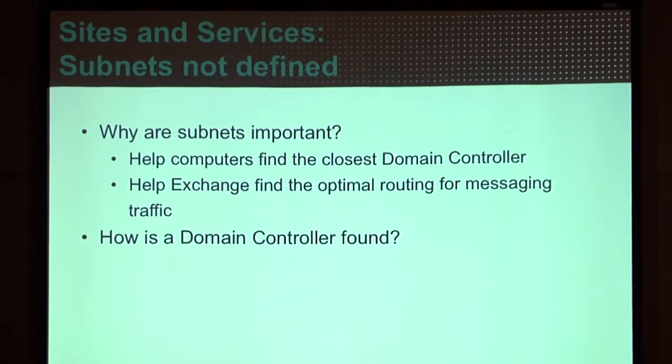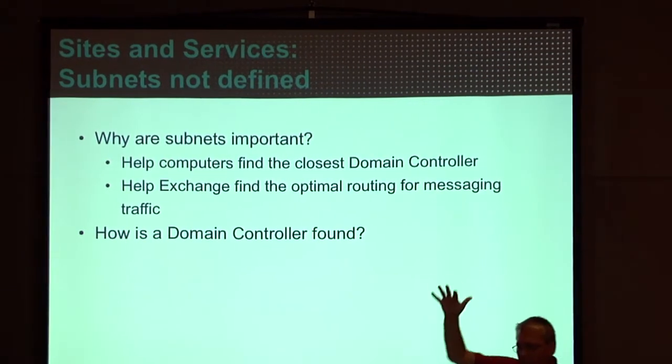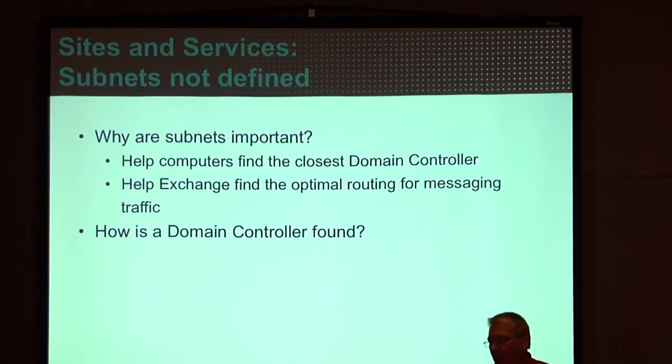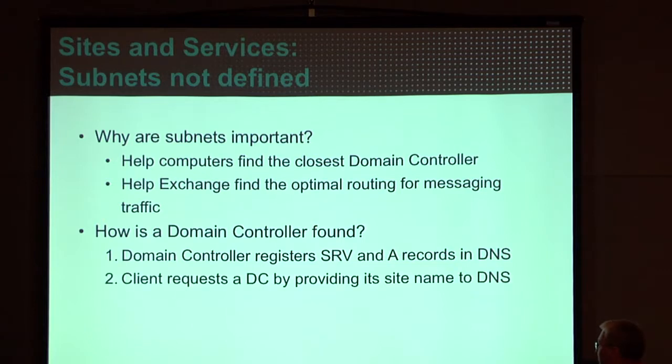So how is a domain controller found? Now we're going to take a 30,000 foot view of this. If we were to actually go down and look at all the processes and all the contingencies, we'd be here for an hour just discussing this one process. So when a domain controller boots up, the Netlogon process will register SRV and A records. The A records, the IP address; the SRV records are telling it that it's a domain controller, that I can service LDAP, and here's my port. I'm a global catalog server, here's my port. I'm Kerberos, here's my port, and all kinds of other stuff.